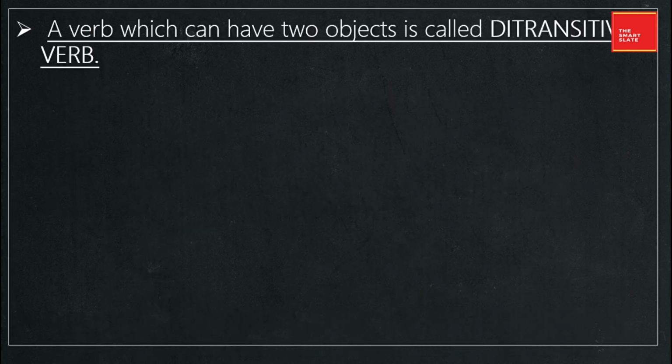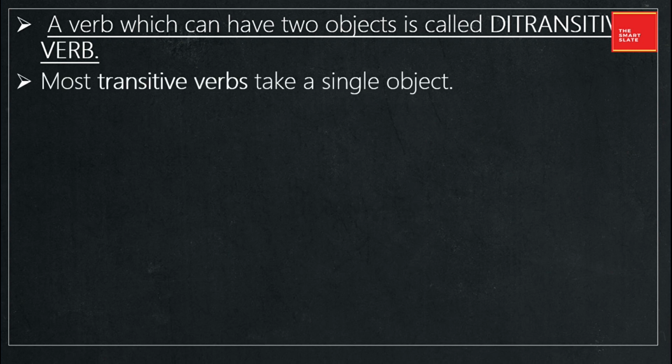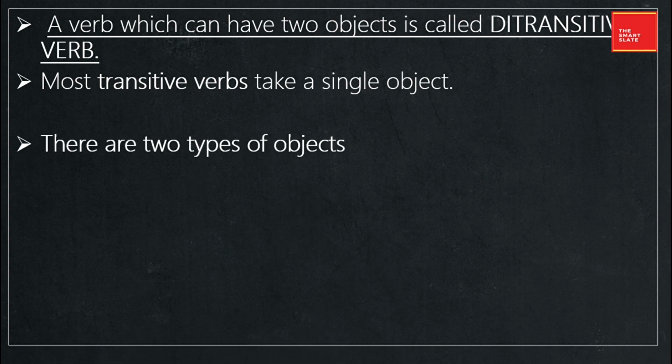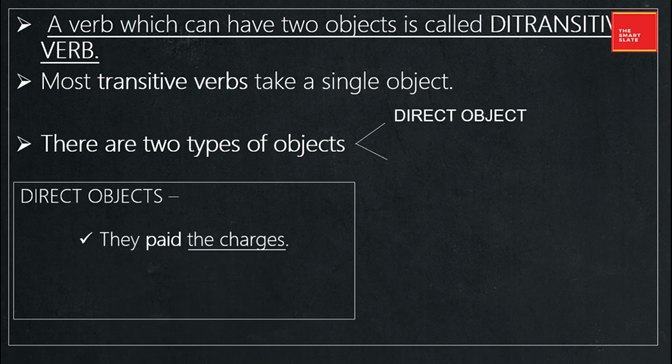A verb which can have 2 objects in it. Like if we have one object, then it was monotransitive. But in case we have 2 objects, then it is ditransitive. So in case of ditransitive, we have direct and indirect objects. Most transitive verbs take a single object. But in case of 2 types of objects, we have direct. So the example here is they paid the charges. They subject, paid is the verb, charges is the object.